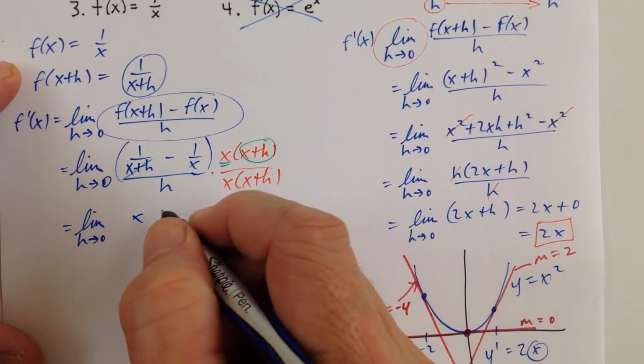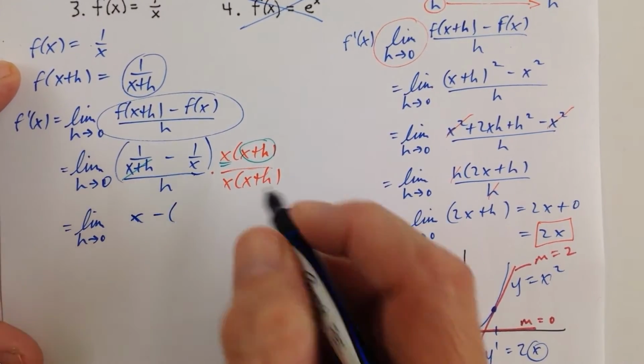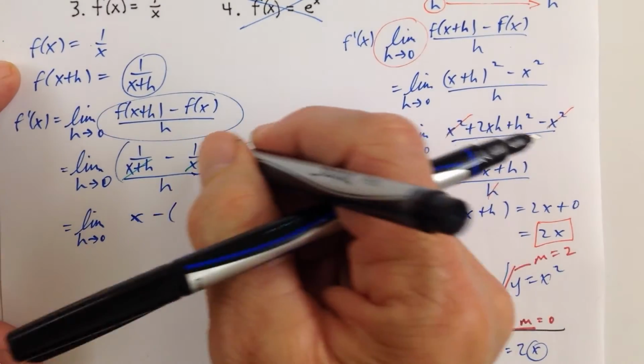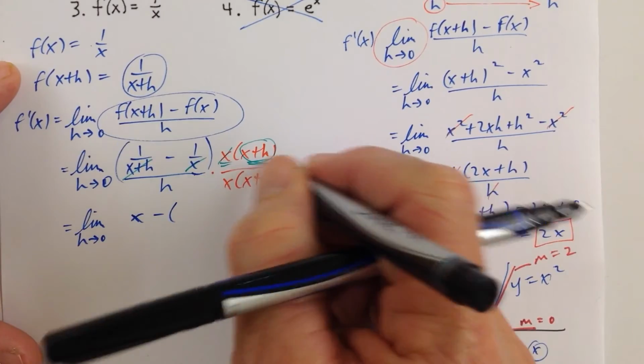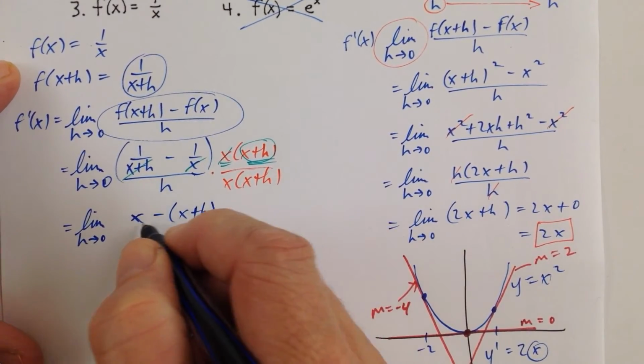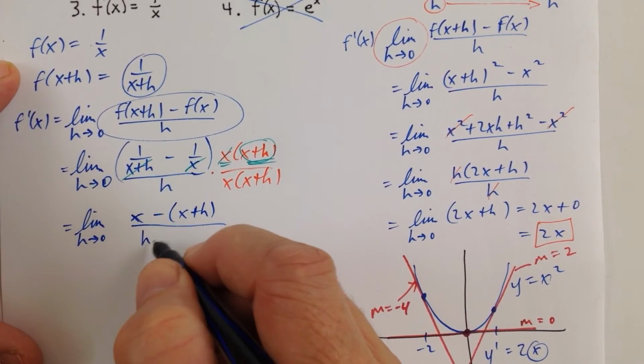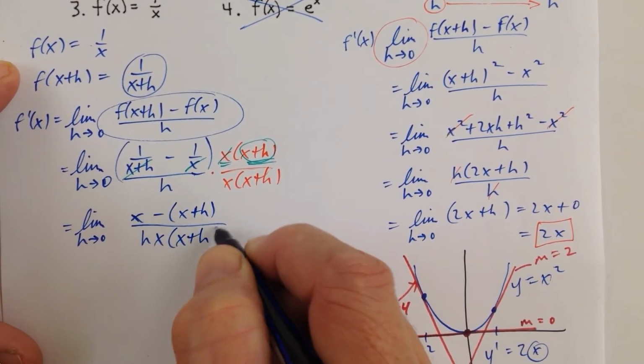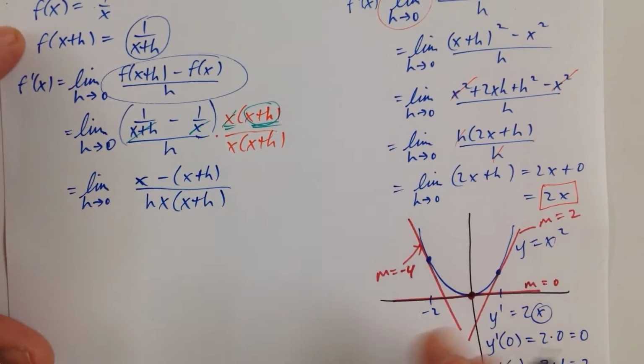So we're going to have x in the numerator minus, now be careful here, because this denominator here, x, cancels with that x, and we're going to get an x plus h. And the big mistake that students make is they forget to put parentheses around that, and then they also multiply out the denominator. Don't do that, because you want to keep the denominator factored.